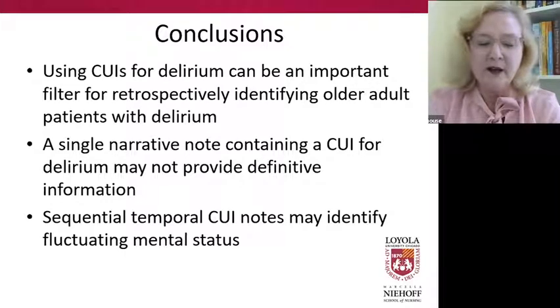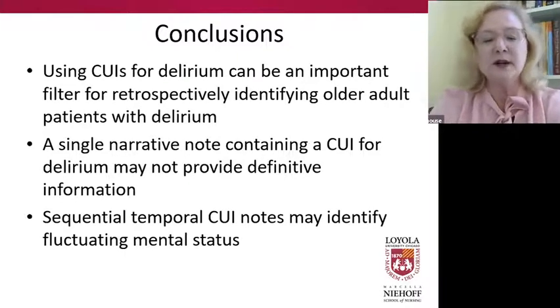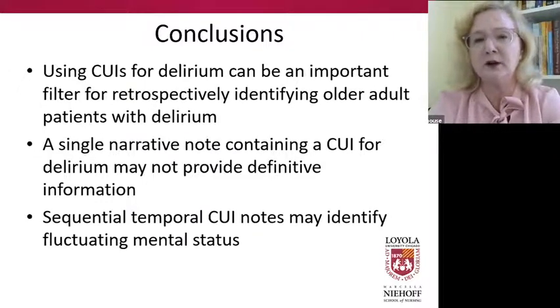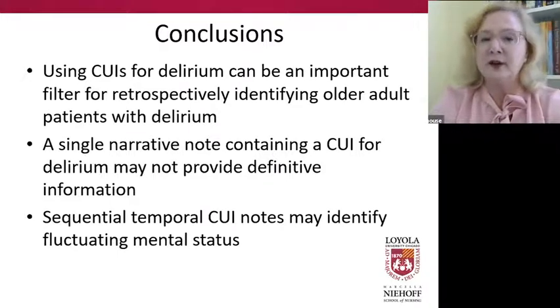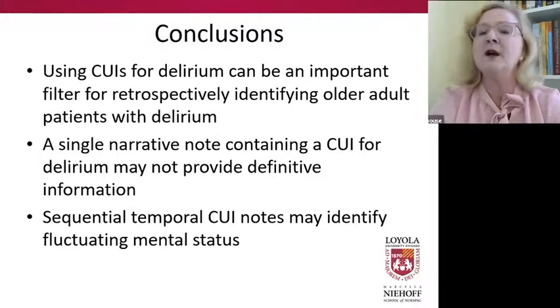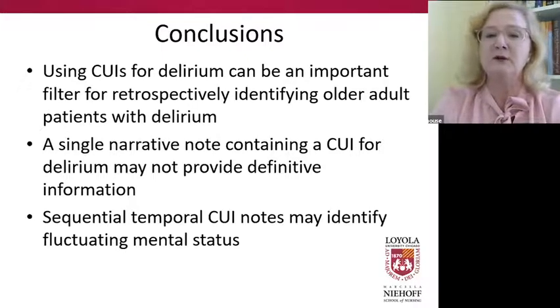And so in conclusion, we used CUIs for delirium, and it can be an important filter for retrospectively identifying older adults with delirium. We know that a single narrative note containing a concept unique identifier for delirium may not provide definitive information.